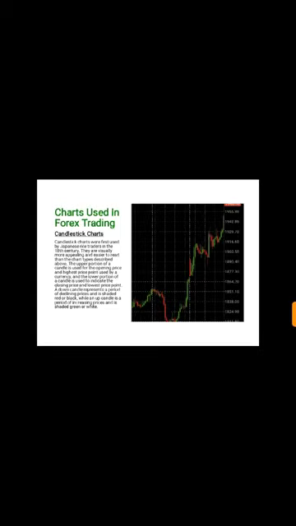Now let's look at the candlestick chart. This is the most widely used one. Every trader uses this one. The majority of the traders that trade forex use this because it gives you a better representation of the forex market than either of the other two. So this is the one I'll be advising you to use because it gives you a better representation.